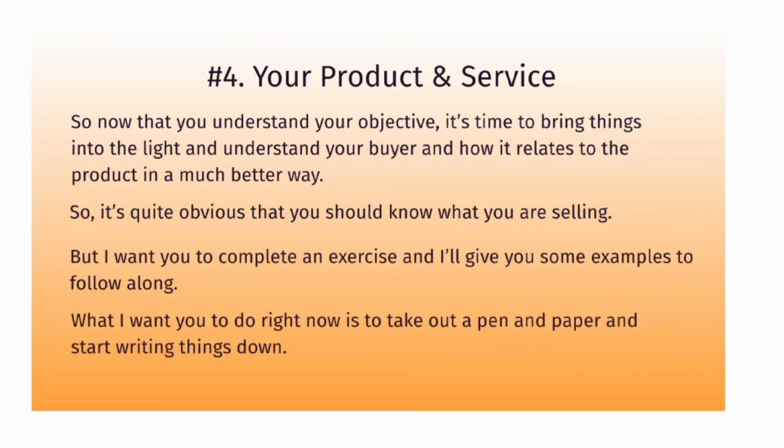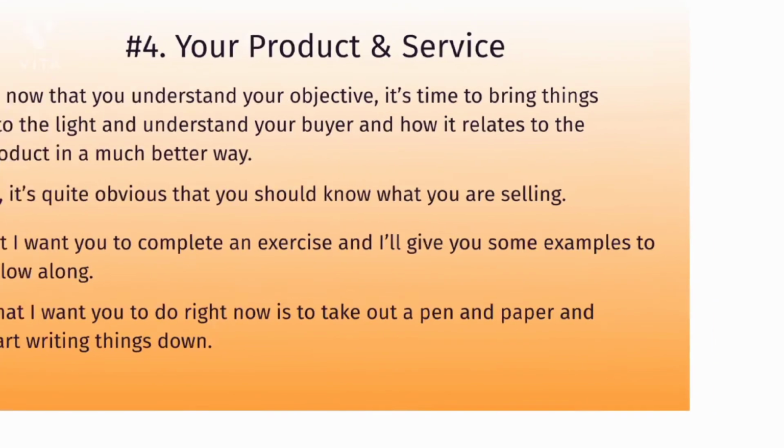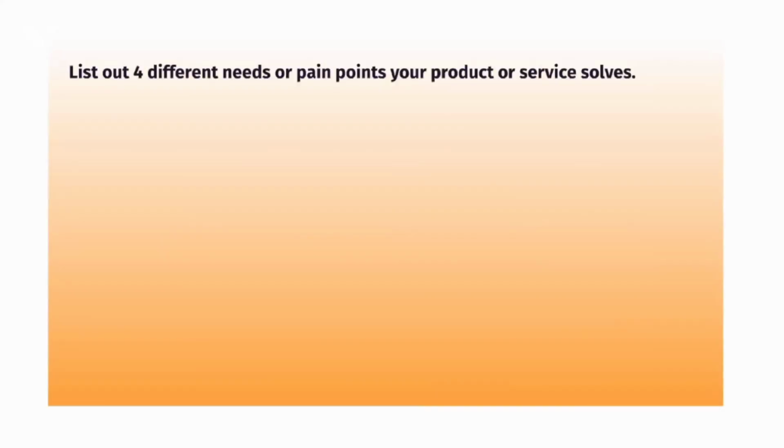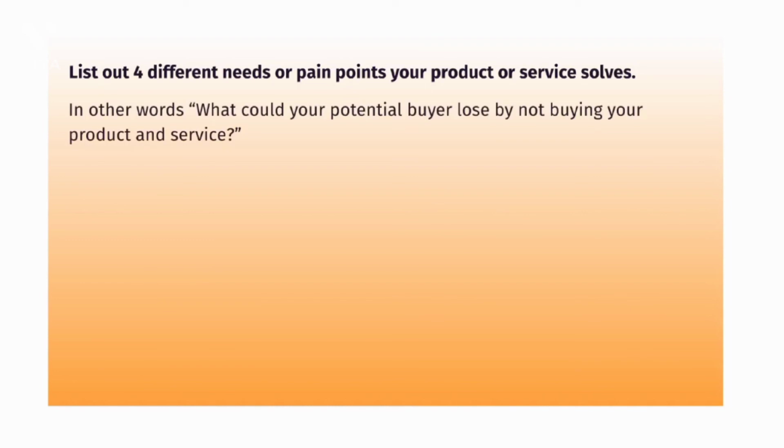So what I want you to do right now is to take out a pen and paper and start writing things down. If you don't like pen and paper, you can also pull out your iPhone or your smartphone as well. Now, ideally, it'd be better if you sit down with a prospect and do this. And if you can't, try to get them on the phone and even pay them money. Say, hey, I'll pay you X amount of money just to sit down with you and talk with you. And list out 4 different needs or pain points that your product and service solves. In other words, what could your potential buyer lose by not buying your product and service?